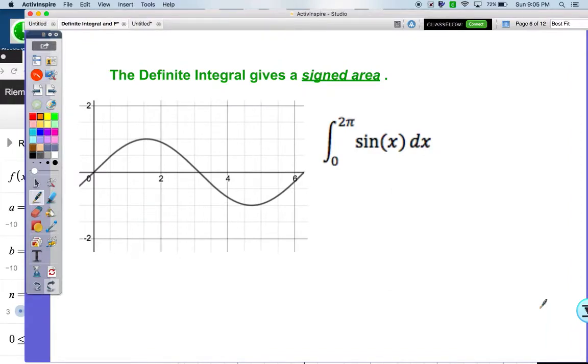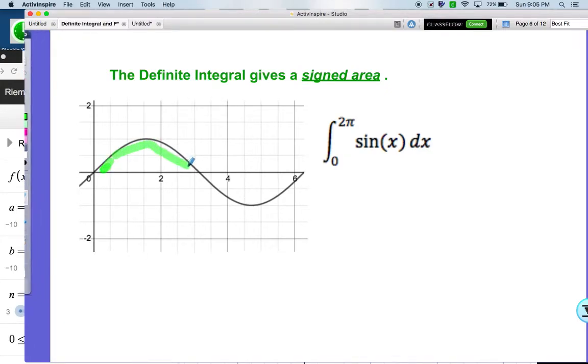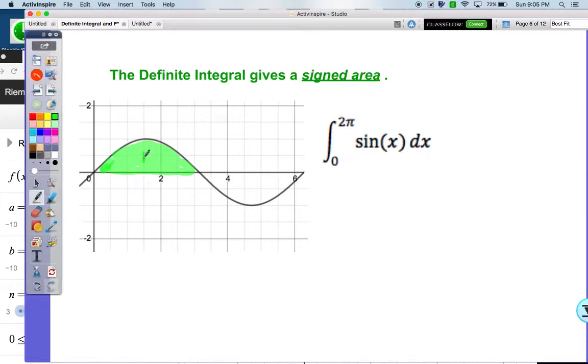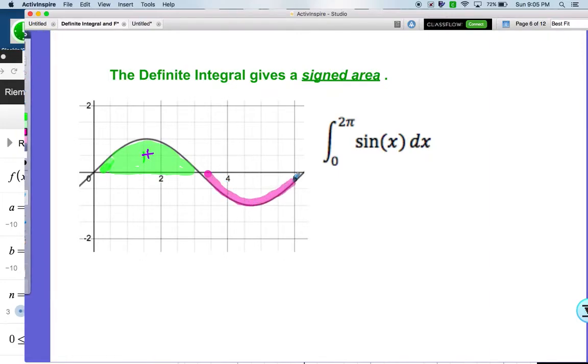Now, before we actually do some examples, the definite integral not only gives you area under the curve, it gives you signed area. By sign I mean any of this area that is above the x-axis, all of this area between 0 and pi, would have a positive area. And anything that falls beneath the x-axis and above the curve would give you a negative area.